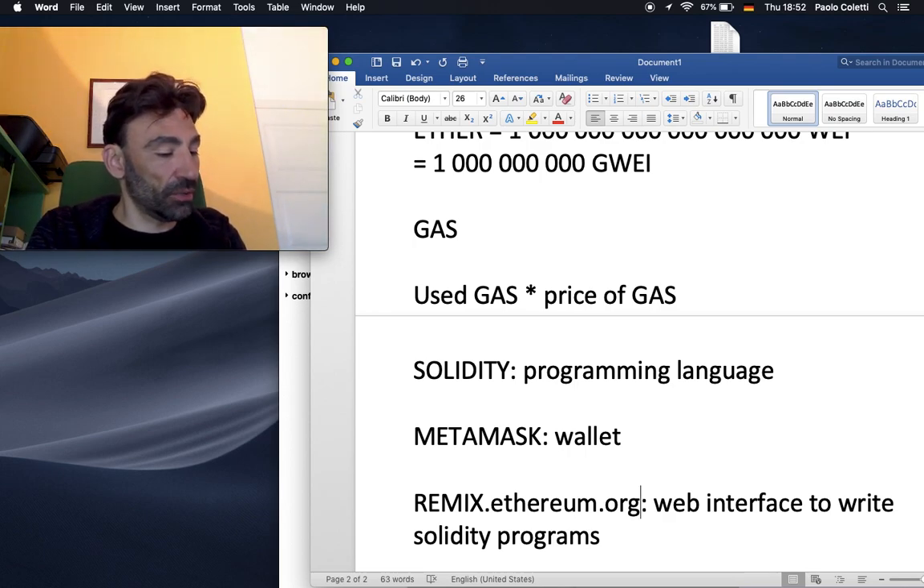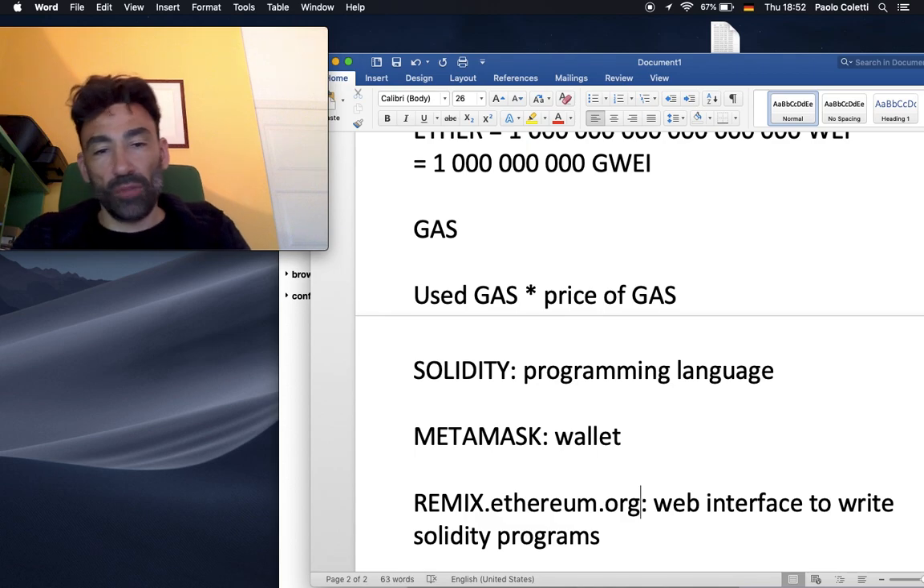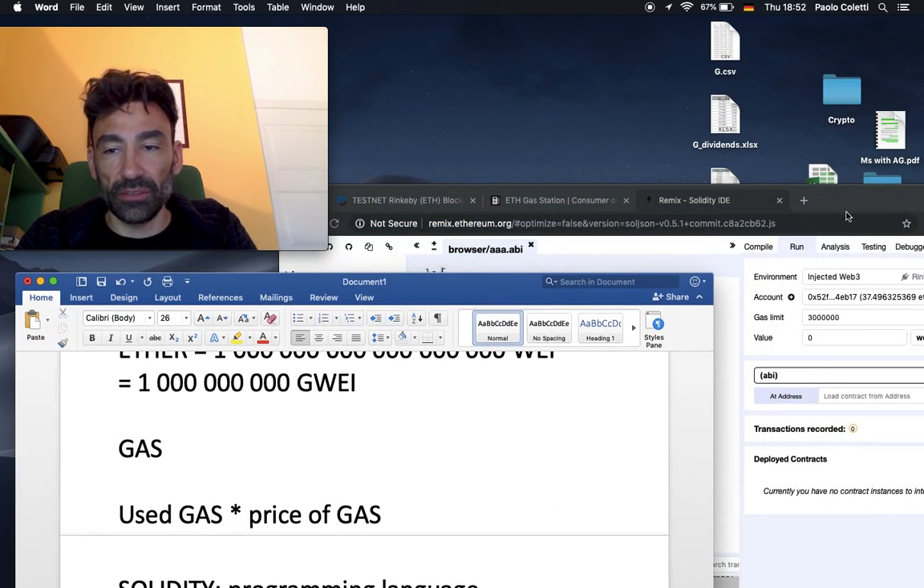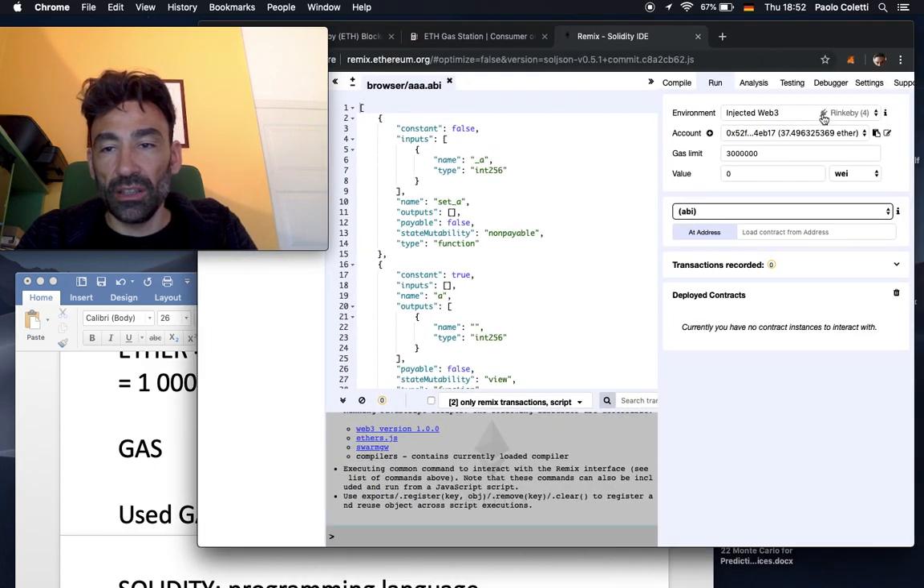Okay, let me see whether we need something else. No, I think we have done everything. But the Solidity, currently it's working on Rinkeby, on the fake Ethereum network. Okay, it's using my account.